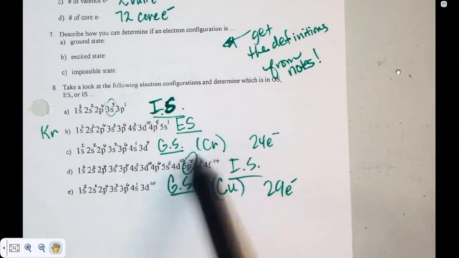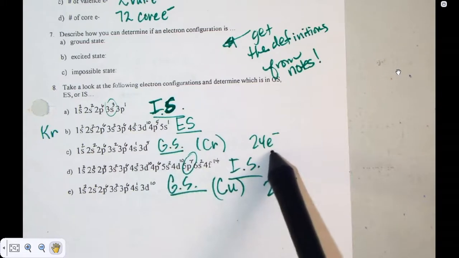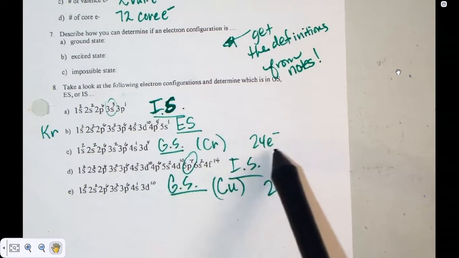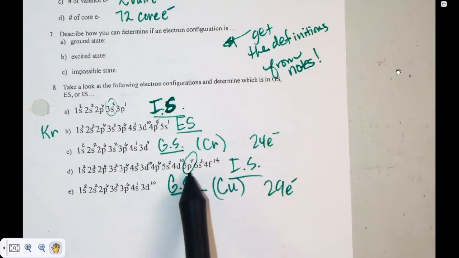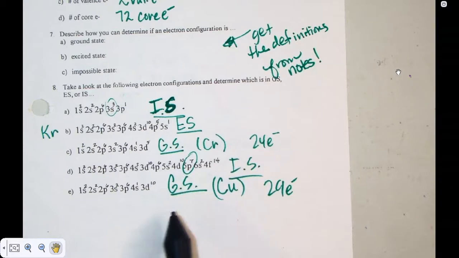C is ground state for chromium because that is how you would write chromium. That is its stable electron configuration. D was impossible because you cannot have 7 electrons in a p orbital. The p is full once it gets 6 in it. And E is ground state for copper because it is your exception also. And so copper and chromium are the 2 exceptions. You do not want to forget those.